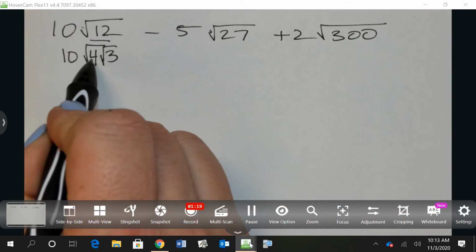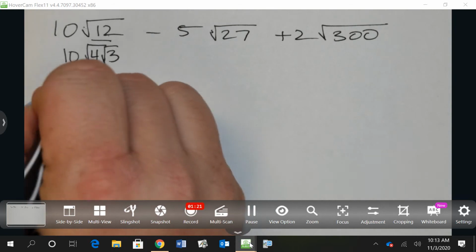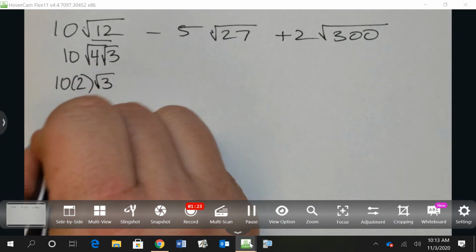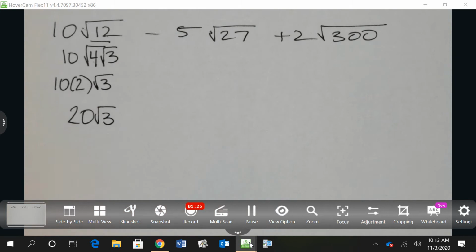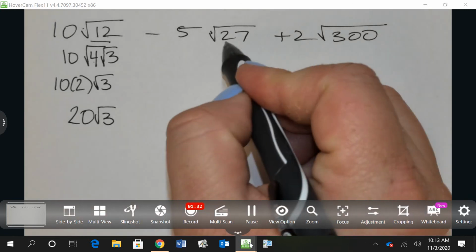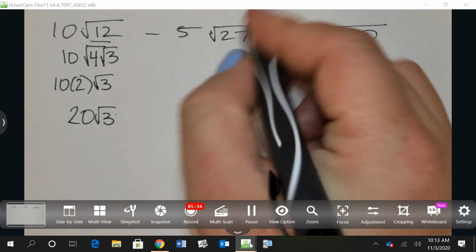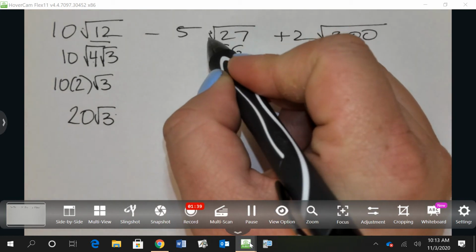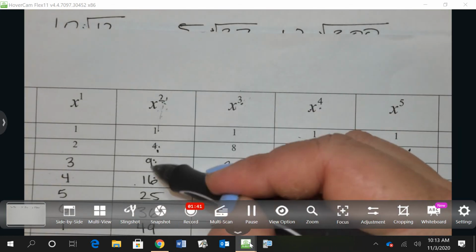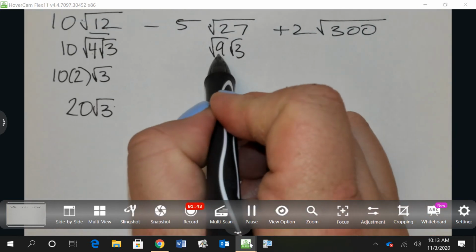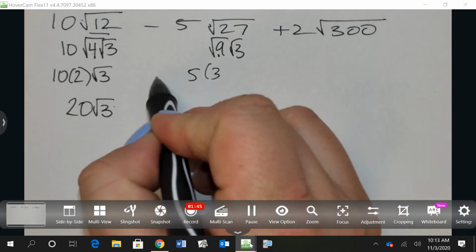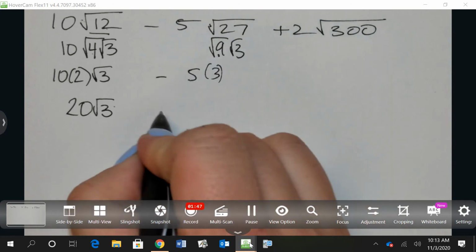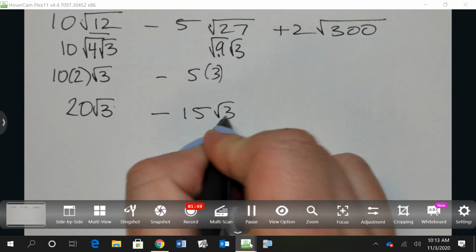Now I know that the square root of 4 is 2. So this is 10 times 2 times the square root of 3. So this is 20 square roots of 3. And that 3 is going to be a key indicator to go, oh, okay, is there a number that I can take times the square root of 3 and get 27? 9 times 3, and see how important that is, because 9 lies in this column. I know the square root of 9 is 3, and there's a 5 out front. 5 times 3 is 15, so I have to subtract 15 and the square root of 3.